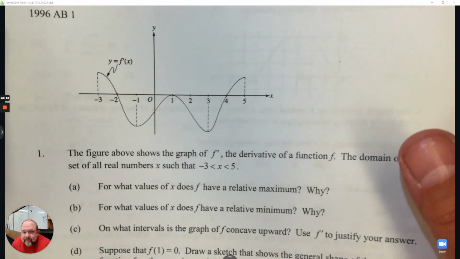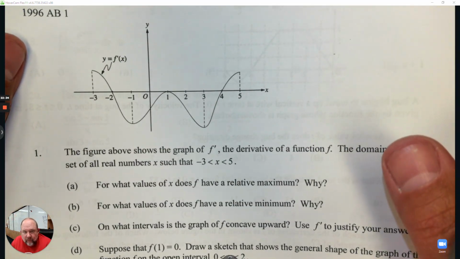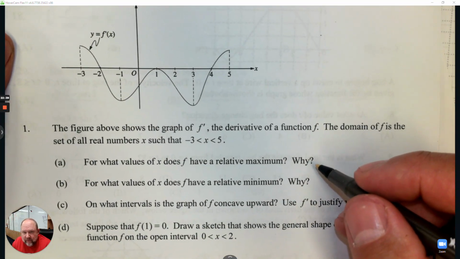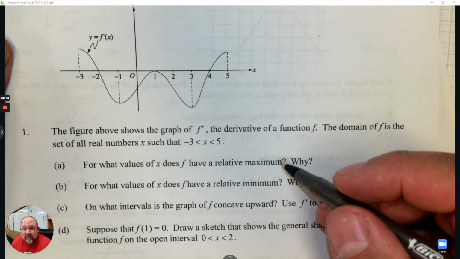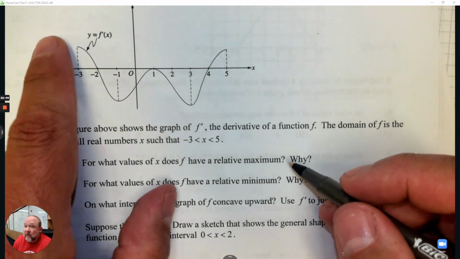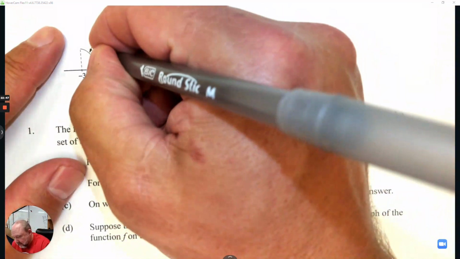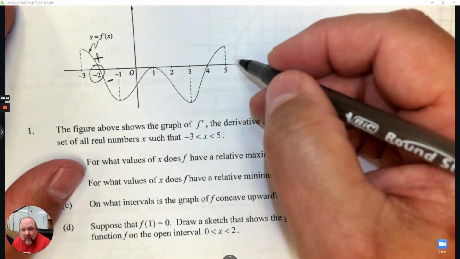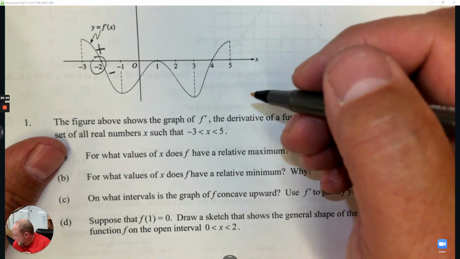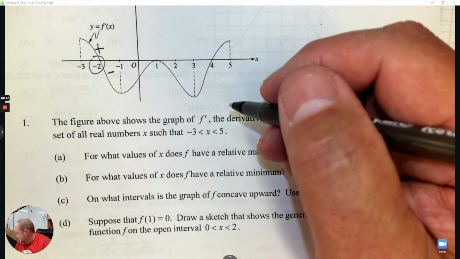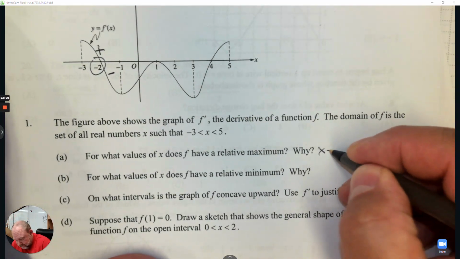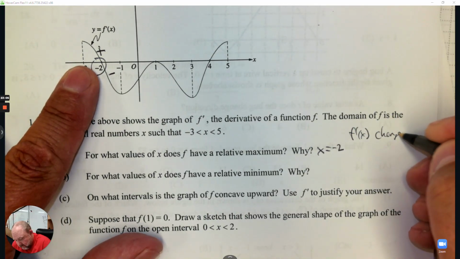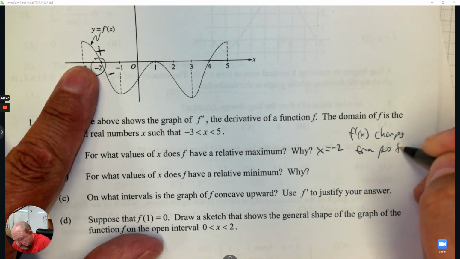Last one. The figure above shows the graph of a derivative. The domain of f is the set of all real numbers, so from -3 to 5. So at what values does it have a maximum? For the derivative, it has a maximum when it goes from positive to negative. So that is a maximum. And that's it. There's no other positive to negative. So only at x equals -2. And you can say that the derivative changes from positive to negative. That's why you know.